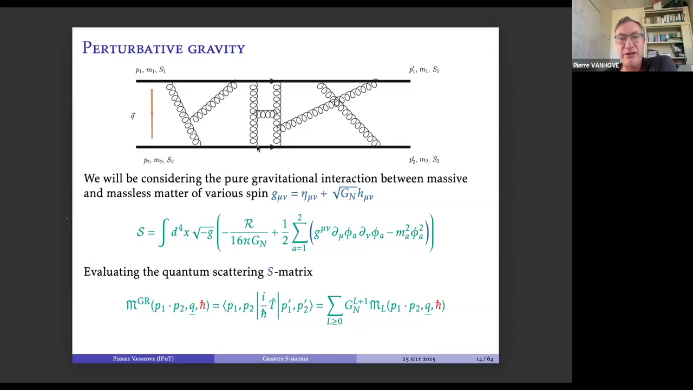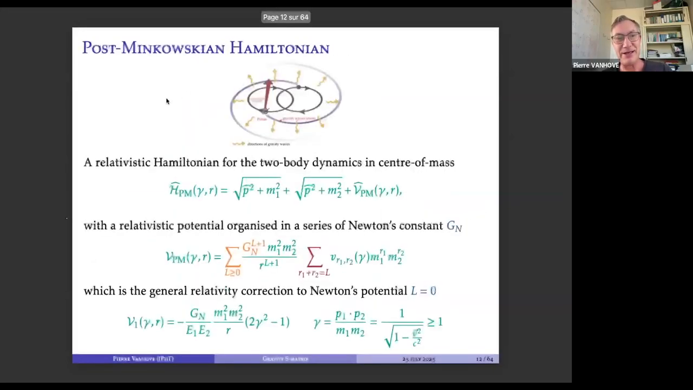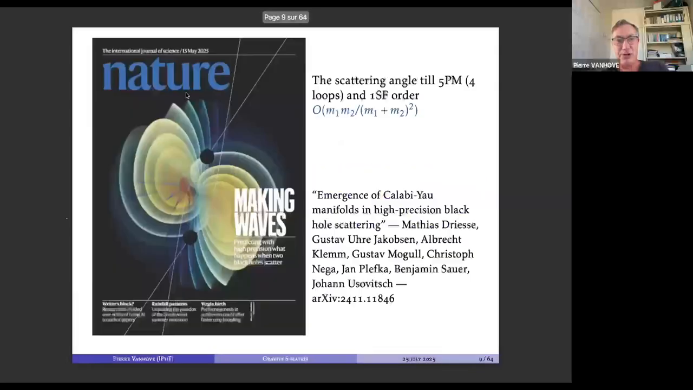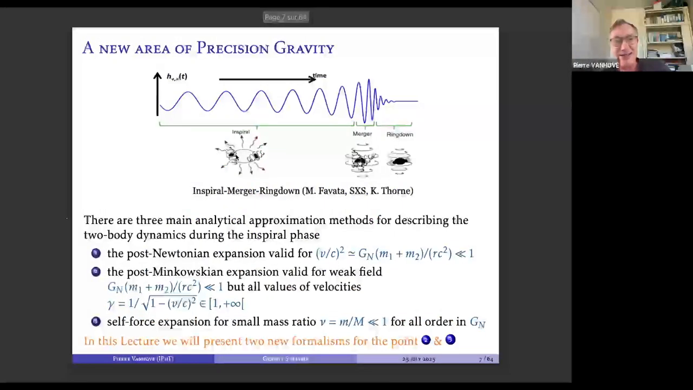Okay, so what was the scalar field again? Yes, that's a good point. So the thing is that, okay, let me go back. I don't know which picture is the best. So here you have two black holes. You have either two black holes or neutron stars, right?